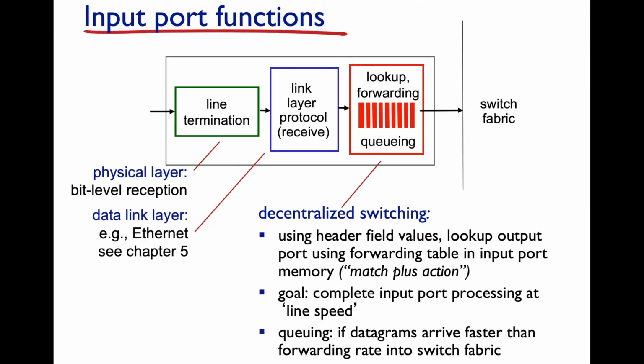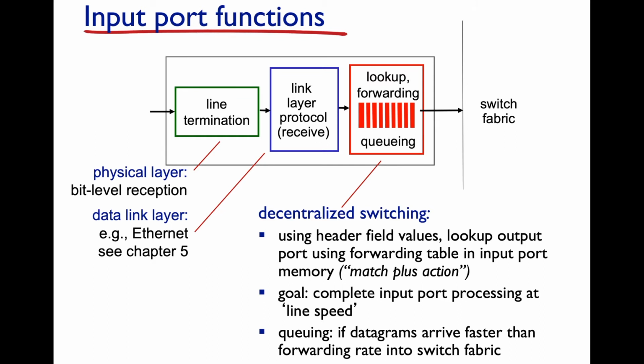So if we were to look more closely, the input port consists of three major functional blocks. One is the line termination that deals with the physical layer, the transmitting and receiving of bits as signal energy. Then we also have this blue block, which is the stage that deals with the data link layer protocols. Now that is the sending and receiving of messages between machines that are on the same local network, be that wireless or wired. And then lastly, we have forwarding and lookup, which also has buffer space for queuing.